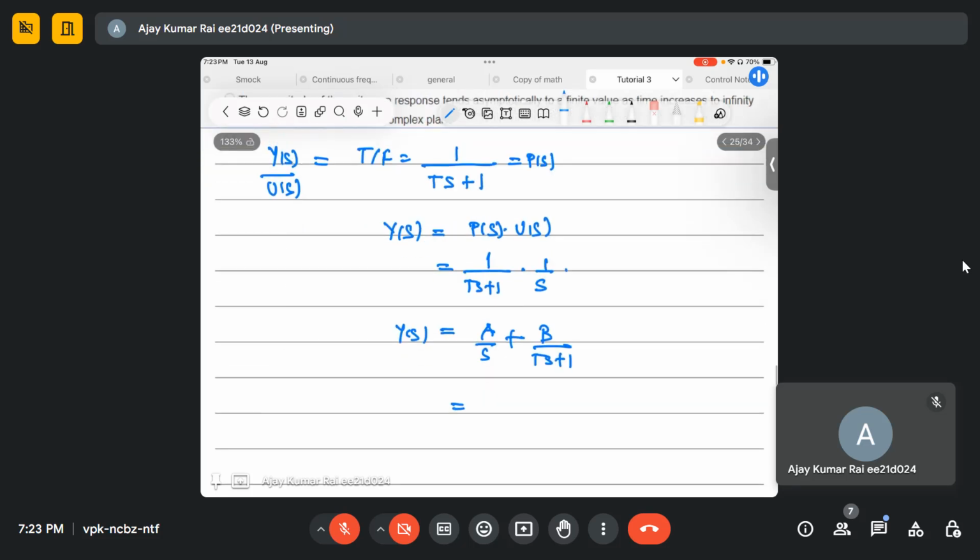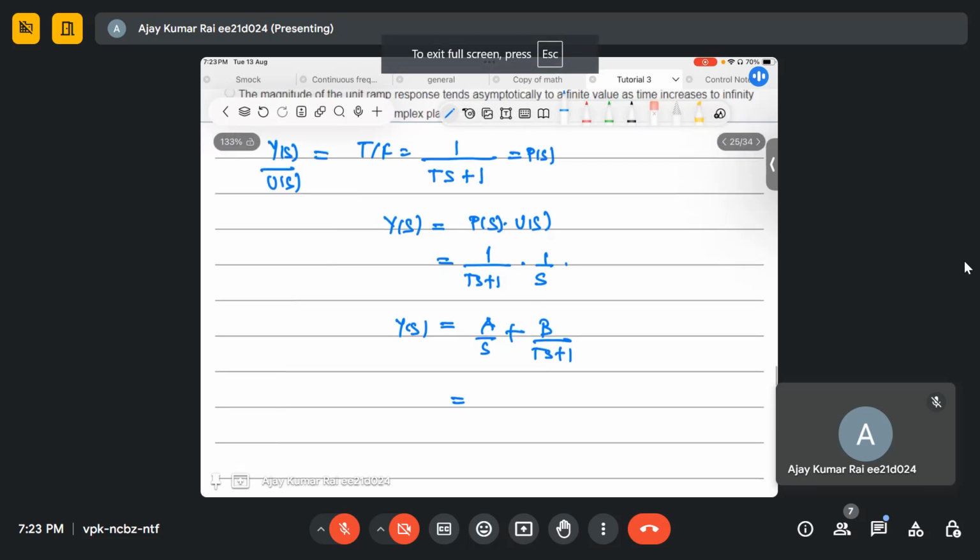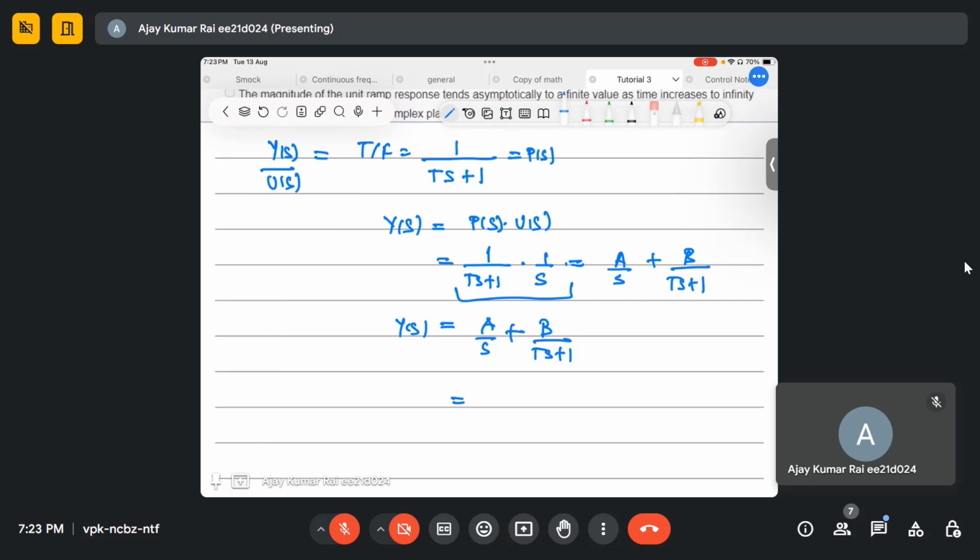Again, to calculate A, what do you do? Multiply the left hand side by s. When I say left hand side and right hand side, you're writing this as A by s plus B by (Ts plus 1), that's what I'm saying. Multiply both sides by s and then put s equal to 0. If you put s equal to 0, what will you get? A is equal to 1. Simple.